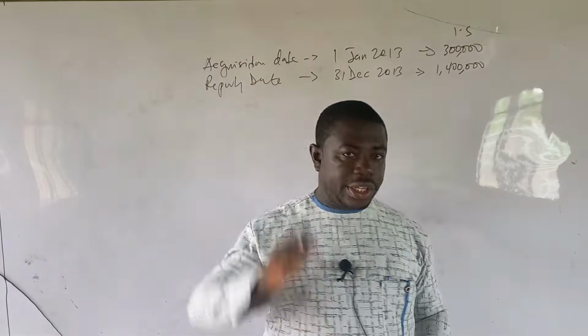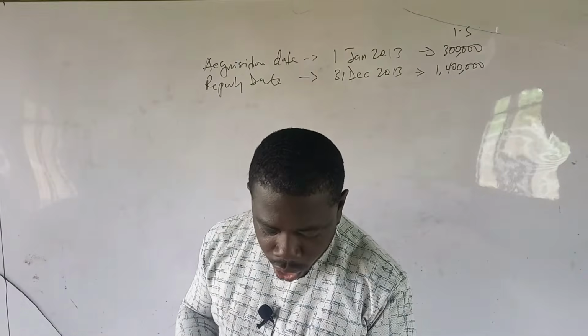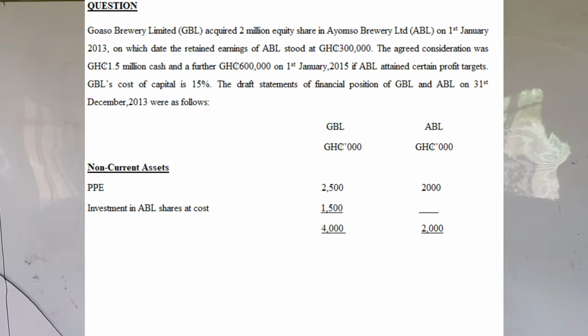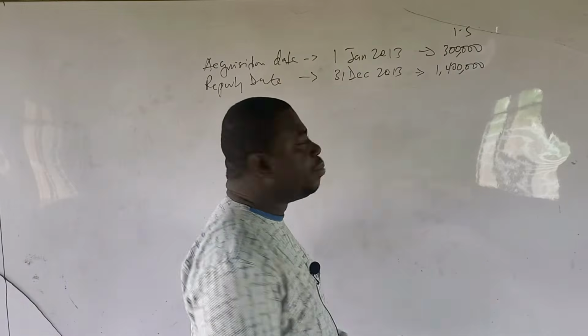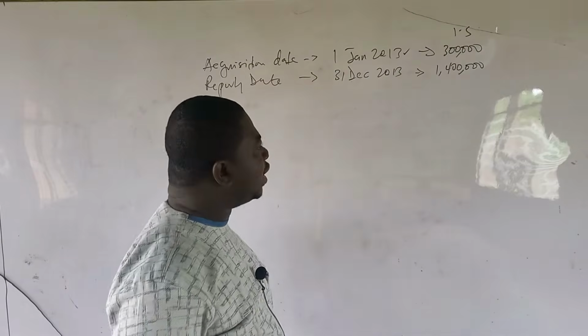All right. Now let us continue to pick up other important things from the question. We are also told that the agreed consideration was 1.5 million Ghana cedis in cash and a further 600,000 Ghana cedis on 1st January 2015 if ABL achieved certain profit targets. That is very, very important. Now, the date of acquisition is 1st January 2013.